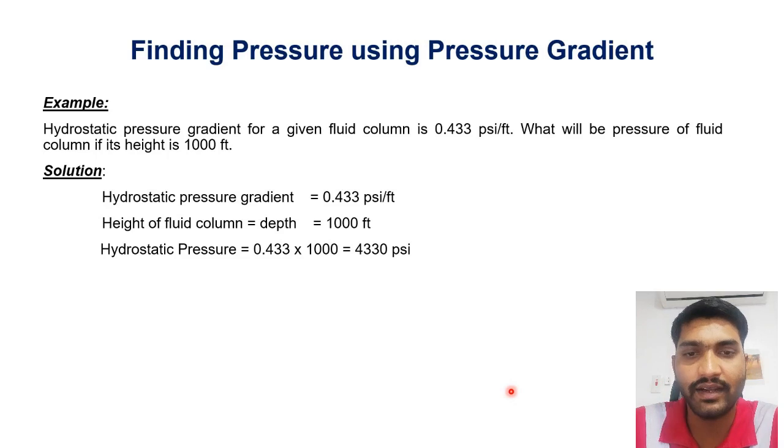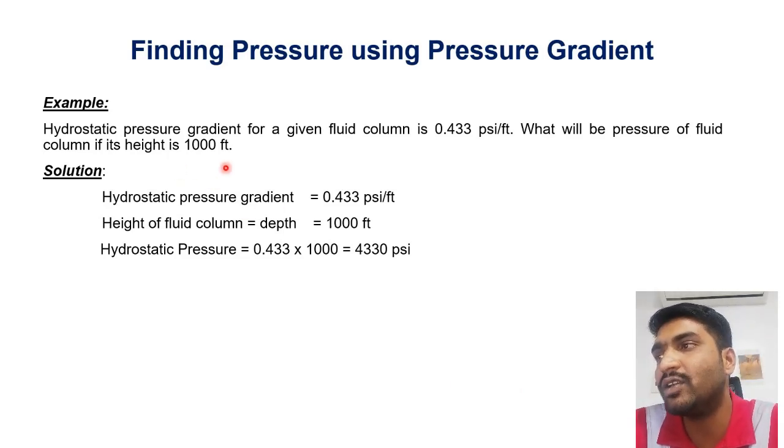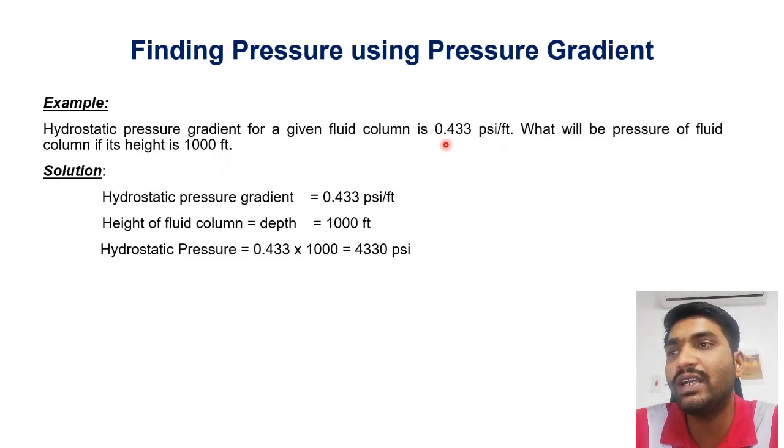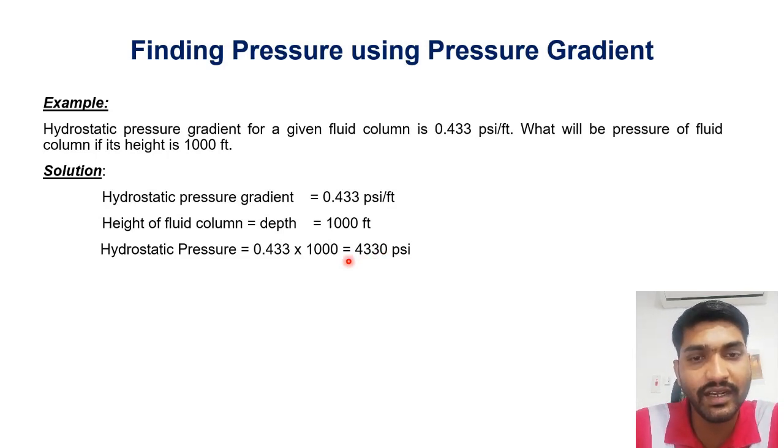Finding pressure using pressure gradient. We saw that if we have pressure and depth, we can calculate the gradient. Now we'll do the reverse calculation: if we have the gradient, how do we calculate the pressure? For example, the hydrostatic pressure gradient for a given fluid column is 0.433 psi per foot. What will be the pressure of the fluid column if its height is 1000 feet? Simply a reverse calculation. For 1 foot it is 0.433, and for 1000 feet we just multiply this pressure gradient with the depth. That is, hydrostatic pressure is equal to 0.433 into 1000, that is 433 psi.